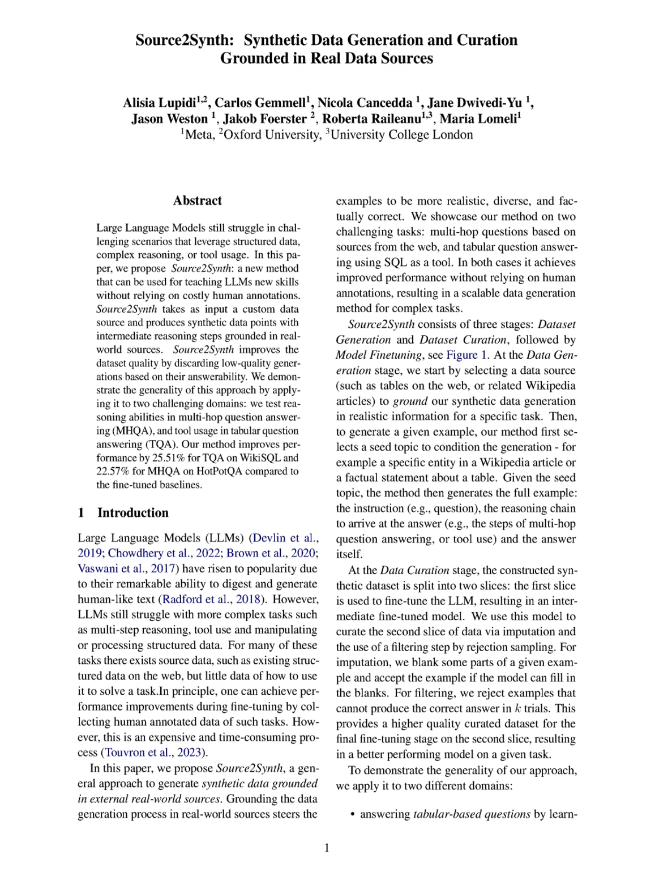2. Dataset curation. In this stage, the synthetic dataset is split into 2 slices. The first slice is used to fine-tune an intermediate model, which is then employed to curate the second slice. This curation involves 2 processes: imputation, where parts of examples are blanked and filled in by the model, and filtering, where examples that fail to produce correct answers after multiple attempts are discarded, ensuring higher quality data.